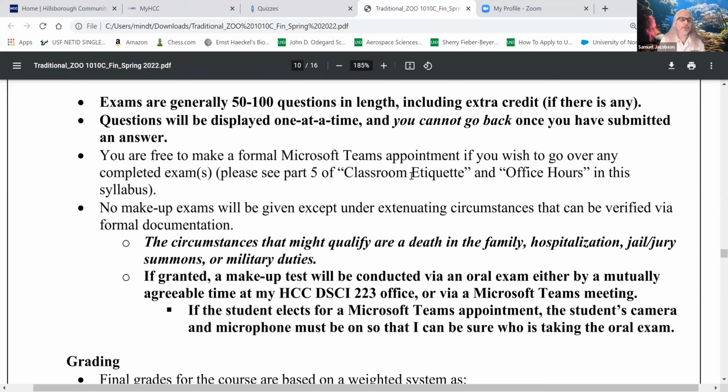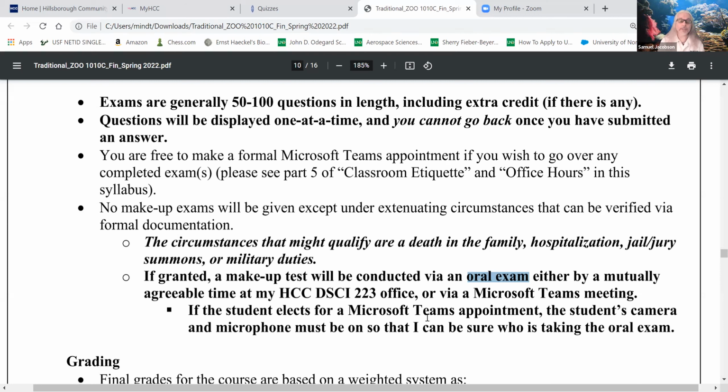And if you want to go over the test, you're welcome to do so. Now, if you miss an exam, one, I don't give makeup tests outside of extenuating circumstances. If you have one of these circumstances, here's the kind of makeup you're going to get. You're going to get an oral examination. You can do it either through Microsoft Teams or setting up an appointment to come to my office.